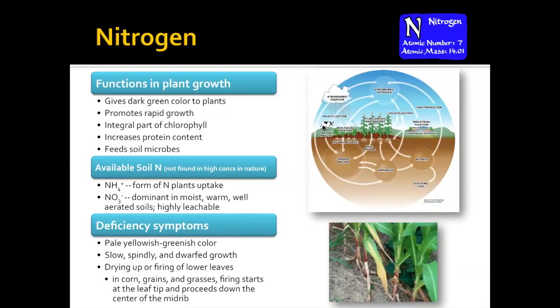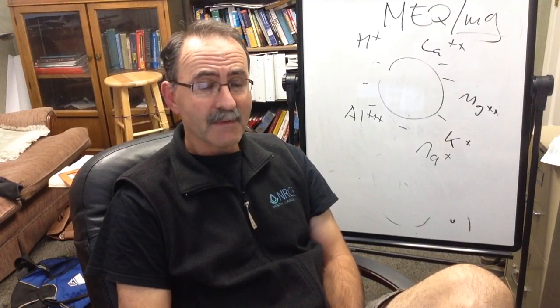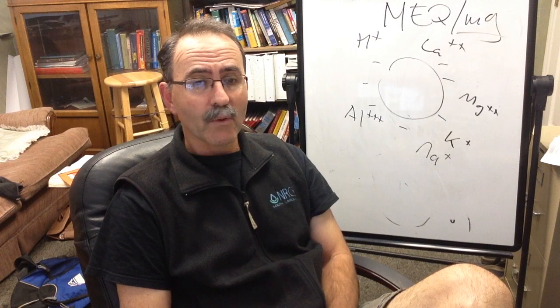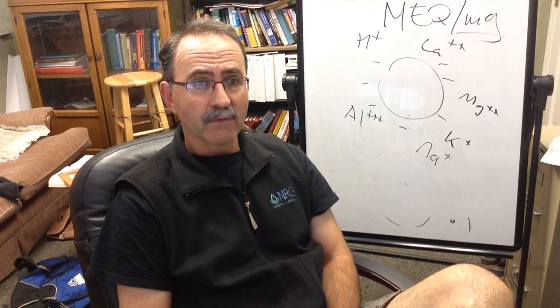The soil nitrogen that is available to plants is in the forms of the ammonium ion, which is NH4+, or the nitrate ion. The plant can absorb both of them, and typically nitrates are going to be more dominant in the more moist, warm, well-aerated soils. And of course, they're highly leachable. You'll find that these species are not found in very, very high concentrations in nature. They're going to be found in soils that have been disturbed, and also in soils where you have high concentrations of inorganic or commercial fertilizer. So keep that in mind.